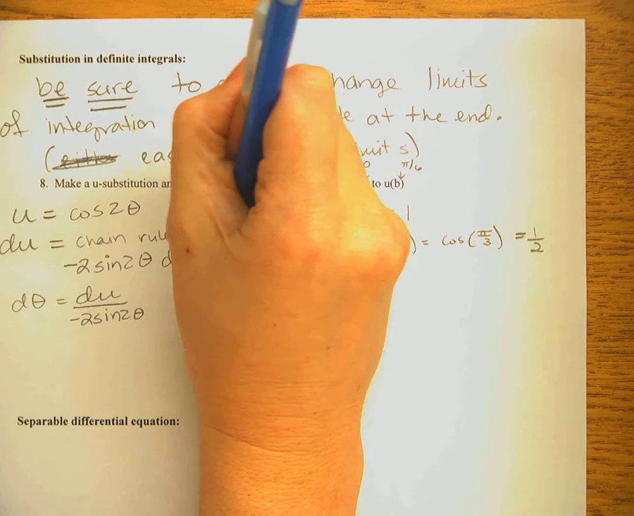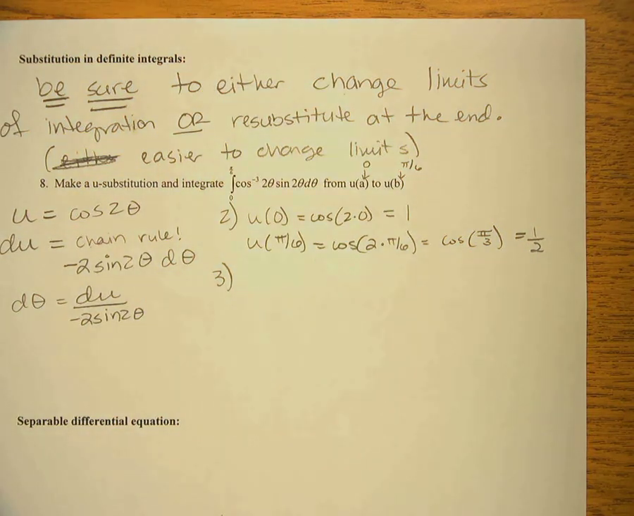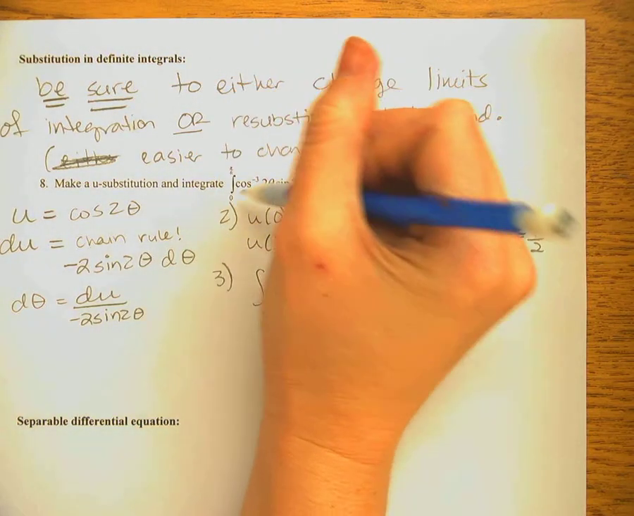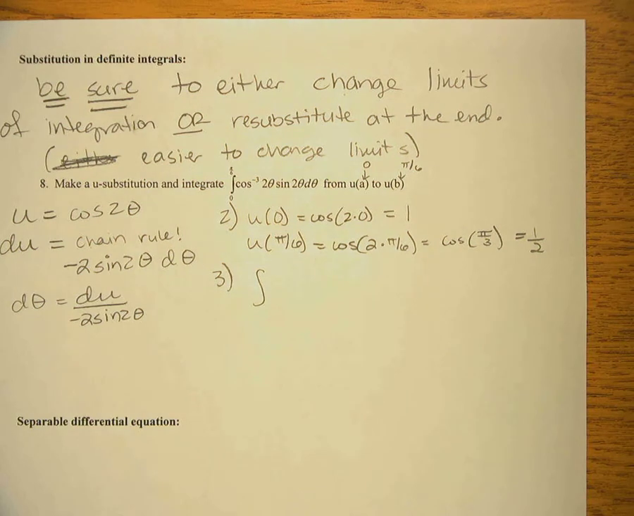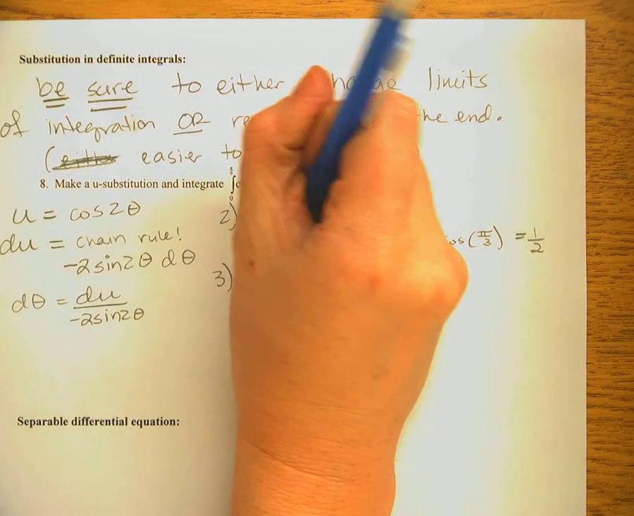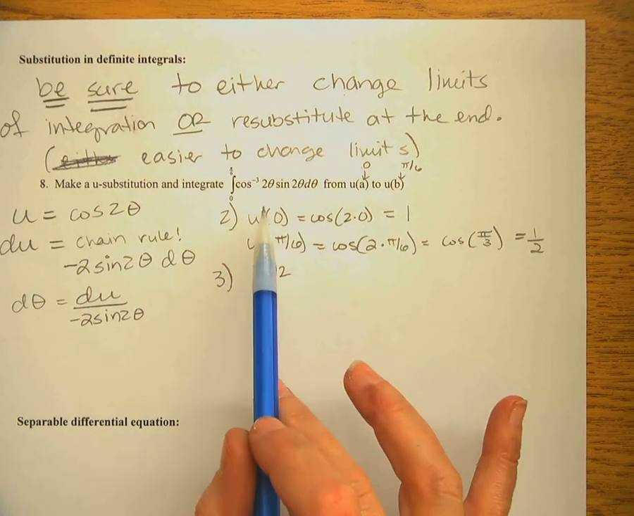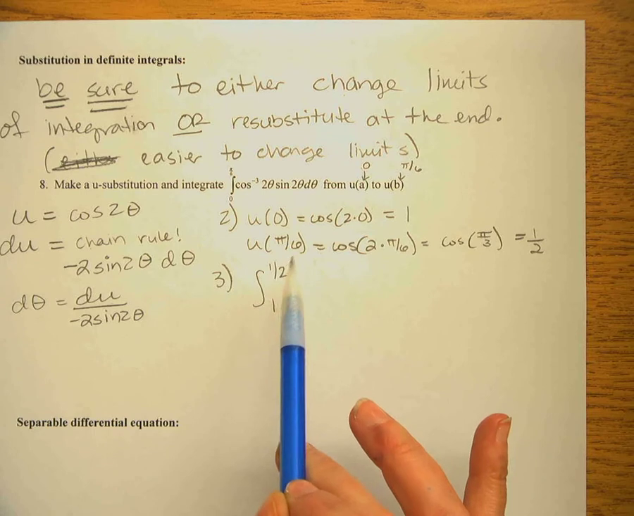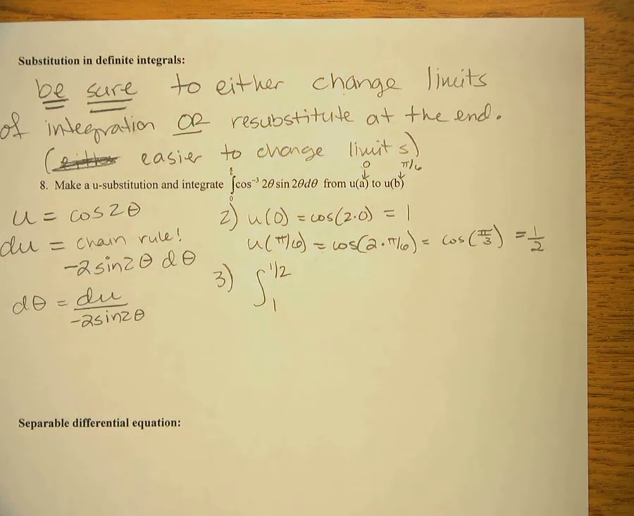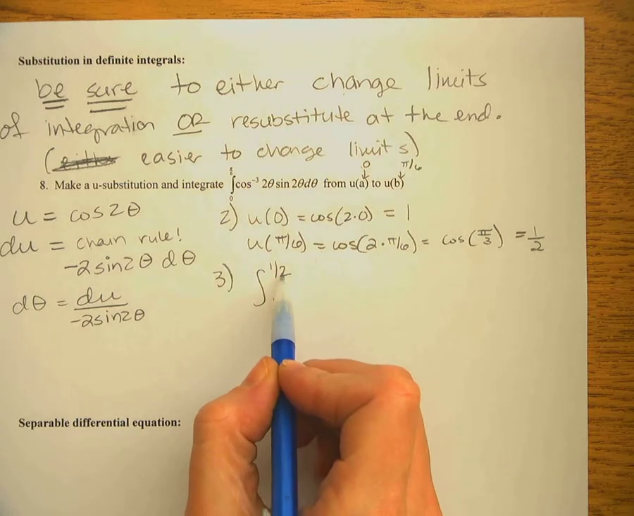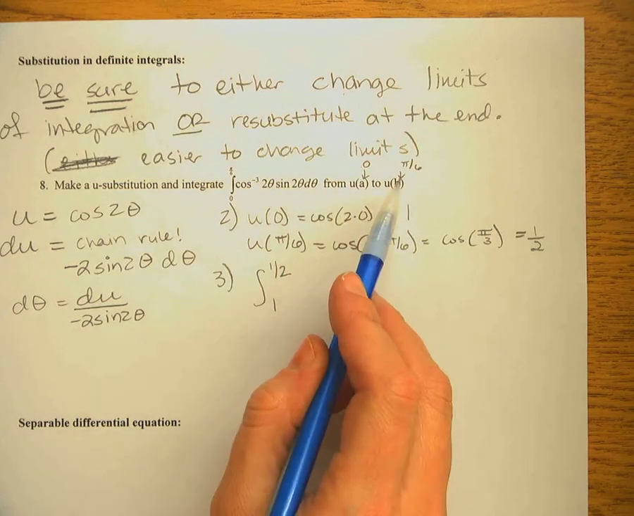Okay, then for step 3, I am to now substitute. So I'm going to substitute both the function and the limits of integration. So this integral is not going from 0 to pi over 6 anymore. It did that when it was theta. Now it's going to go from 1 to 1/2 and keep the order here the same as it was here, even though now the smaller number is on top. It's okay. Okay, so this is what it means. This is u of a, this is u of b. So that's what it means right here.